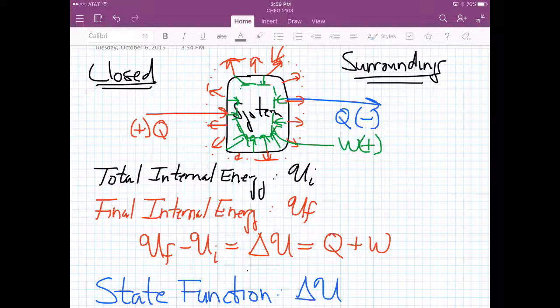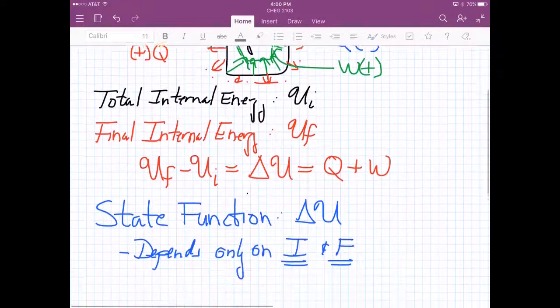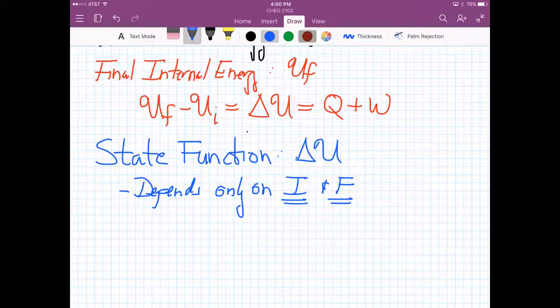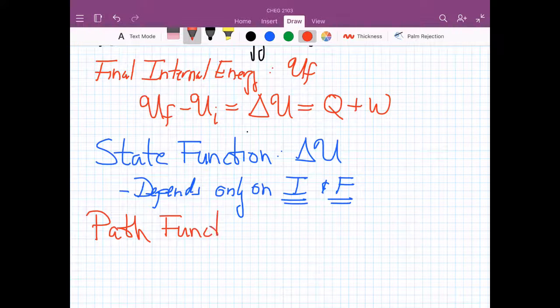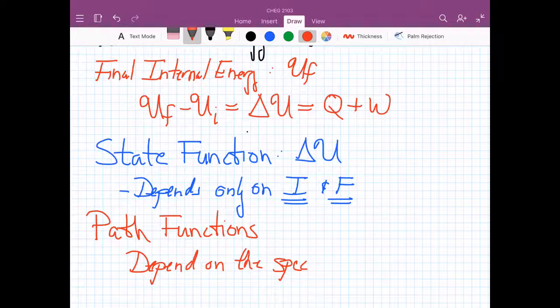But I could do that a variety of different ways via different amounts of Q and W. So Q and W in this case, and in all cases, are what we refer to as path functions, and they depend on the specific path or route I take to get to the changes.